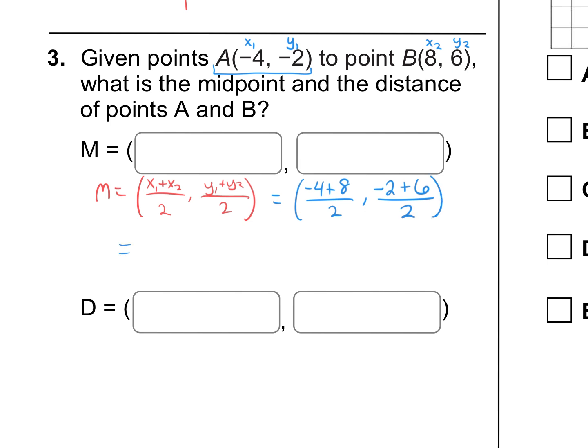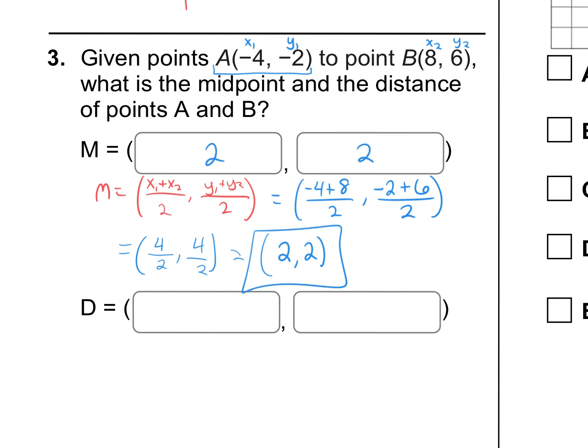So now we just evaluate. Numerator is negative 4 plus 8. 4 over 2. Negative 2 plus 6. 4 over 2. Last thing, divide. What's 4 divided by 2? 2 for both. You can either write your answers in there or you can just circle your answer like that. Either way.